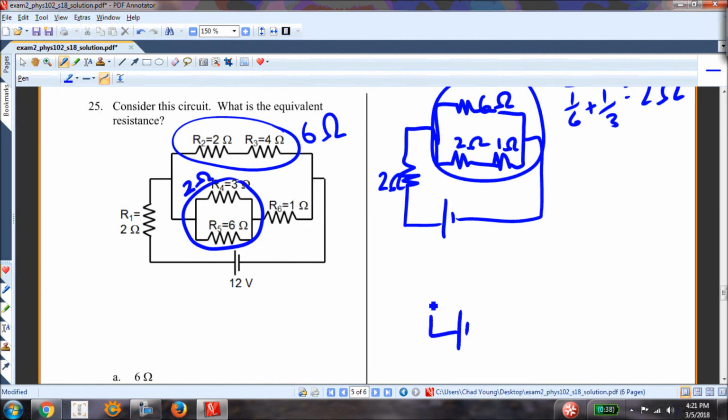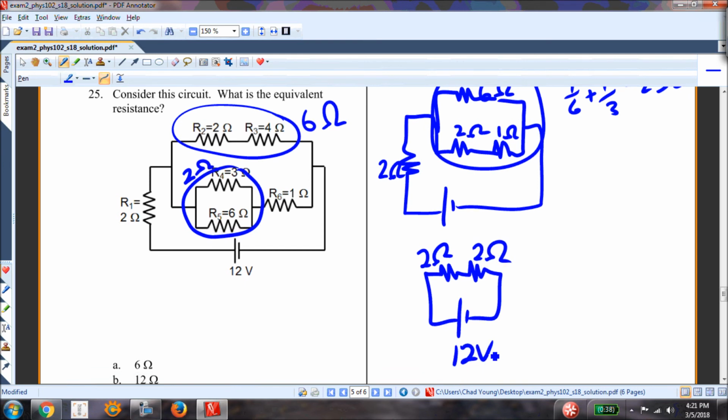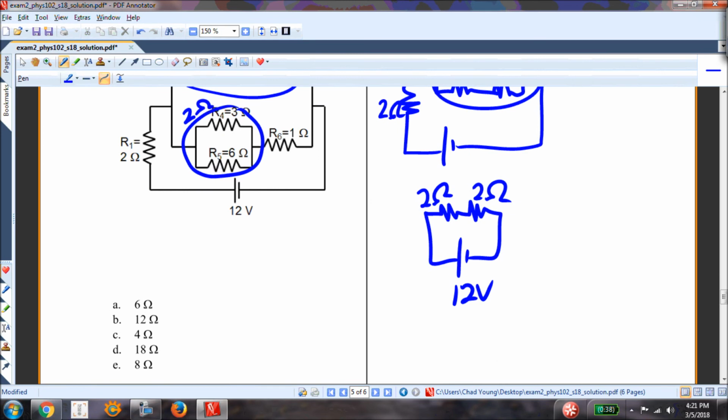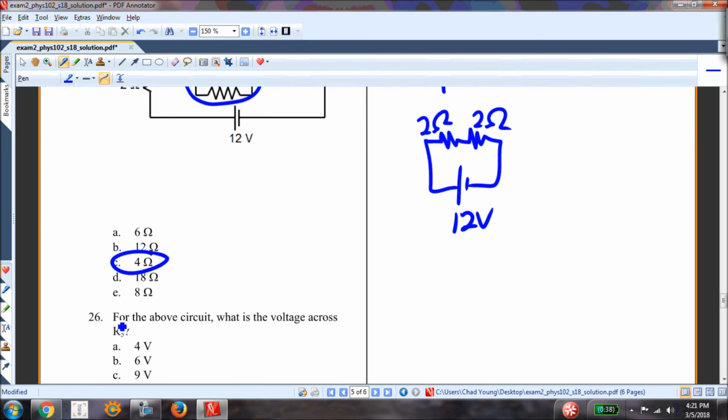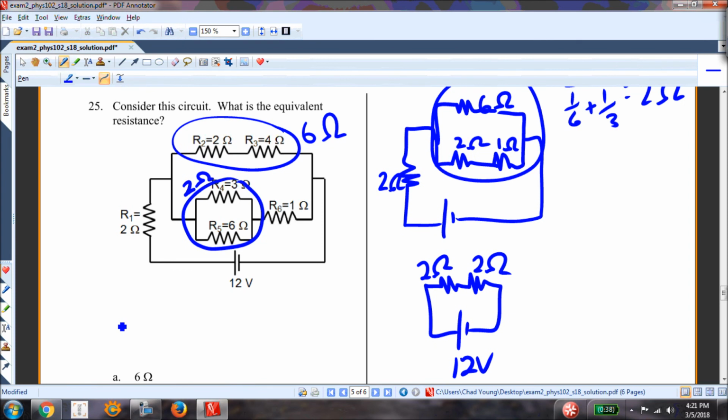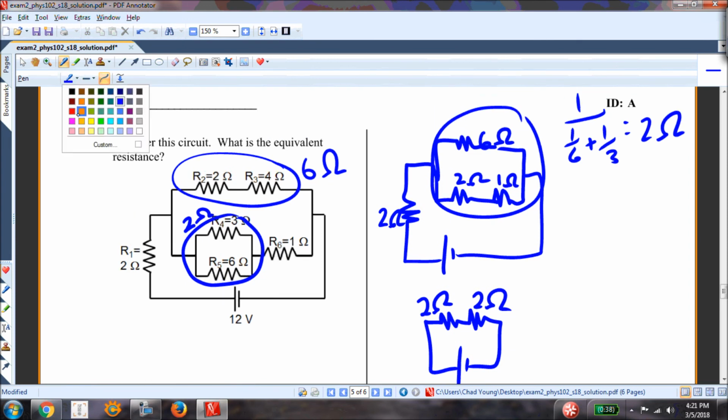And so I'm left with a circuit that's pretty simple. 2 ohms, 2 ohms, and 12 volts. And a 2 and a 2 in series is equal to 4 ohms. So my equivalent is 4. And then what is the voltage across R5? Let me make a different color here. What is the voltage across this resistor?